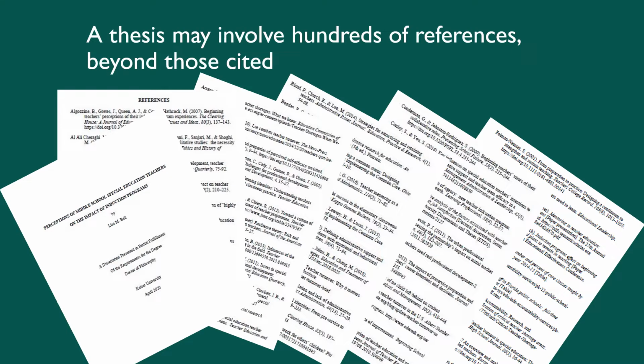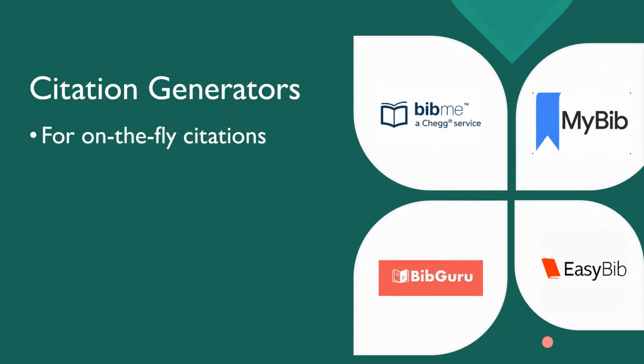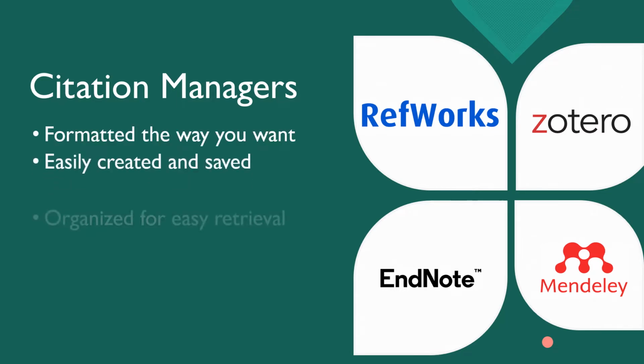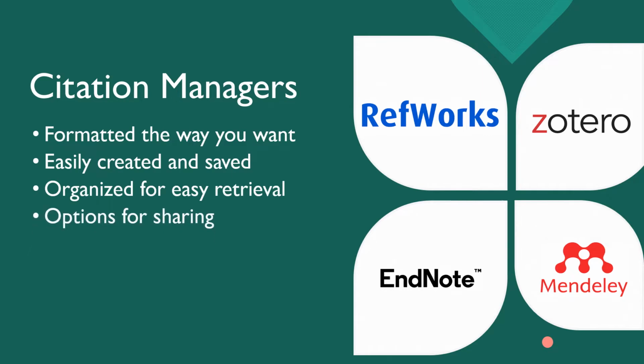Your research may lead you to hundreds of sources, especially while conducting the literature review. You need a way to organize all these references. Citation generators, like the tools you see here, are great for generating a few quick citations, but they lack many features that scholars need. For big projects, you need a more feature-rich citation manager, like one of these, that helps you build your own personal database of references and makes working with citations easier all around. Easy to format, create, save, organize and retrieve, and even share.